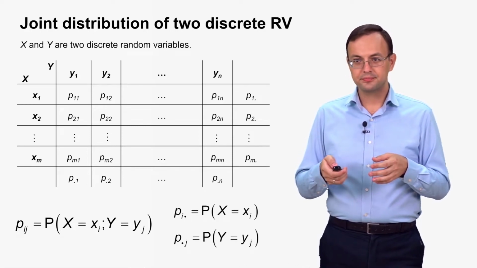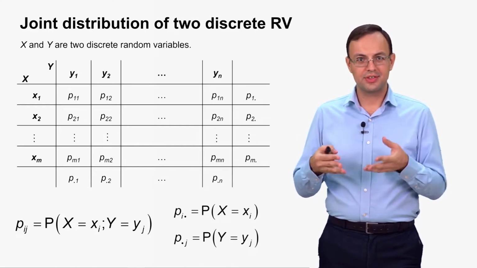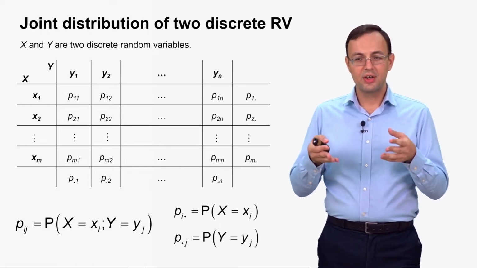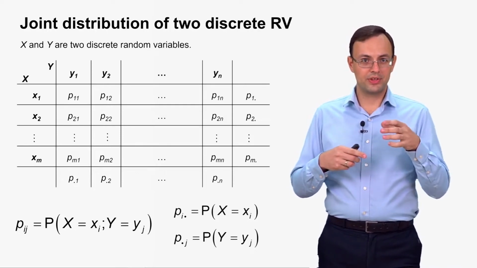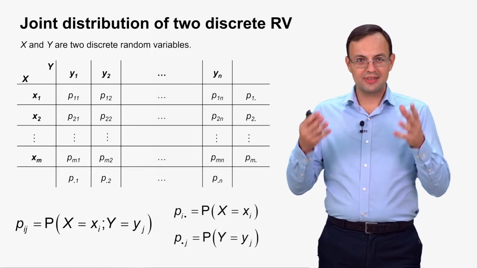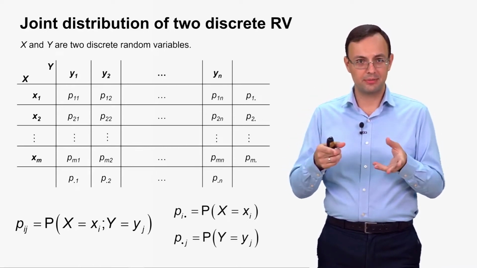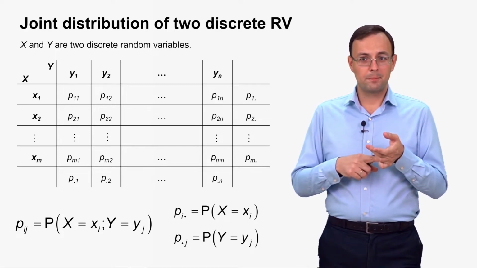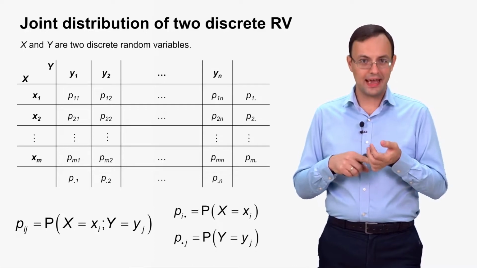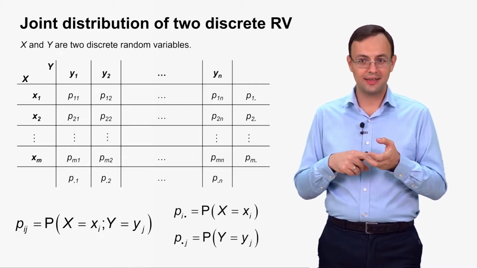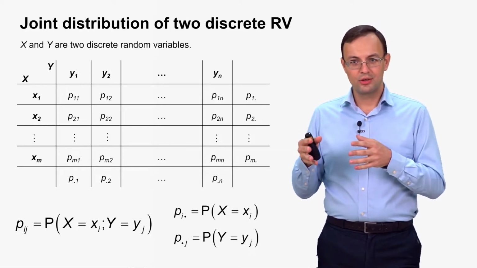As you can understand already, these sums are just probabilities that we usually see in distribution tables of scalar random variables. So pi dot is the probability that x will take value xi. P dot j is the probability that y will take value yj.